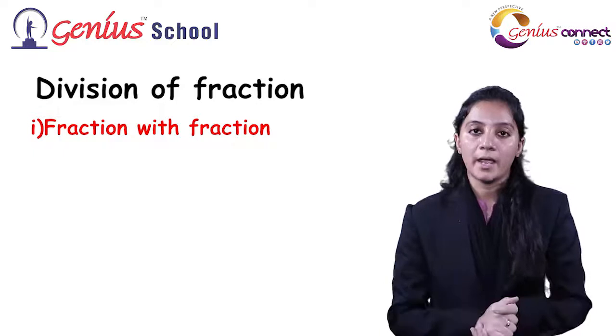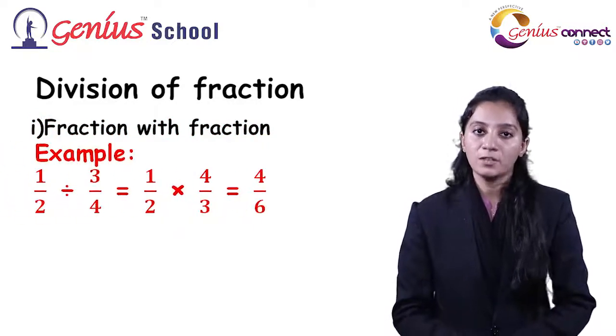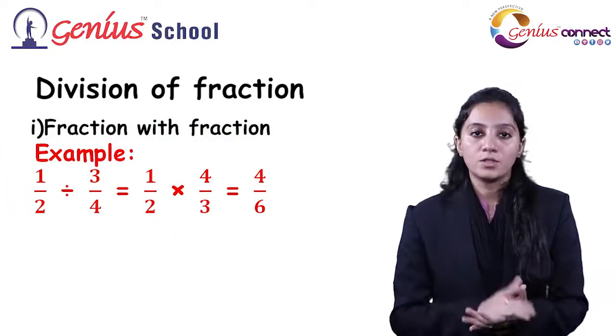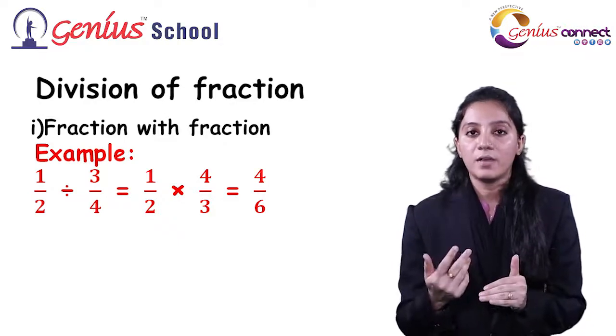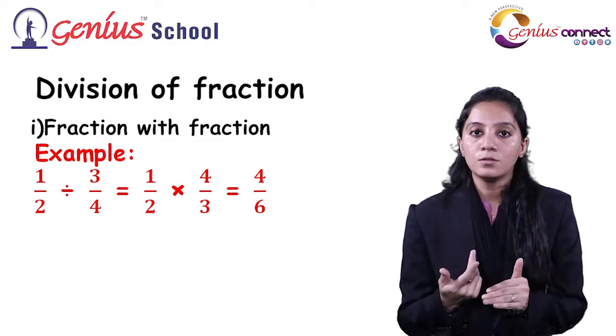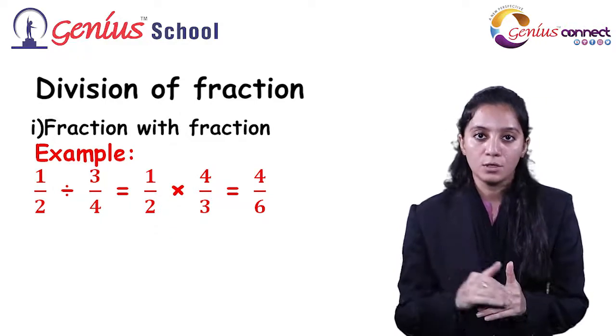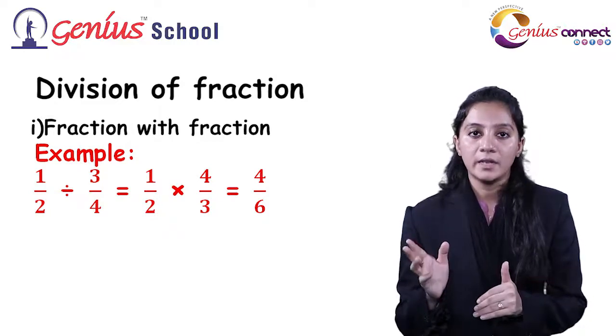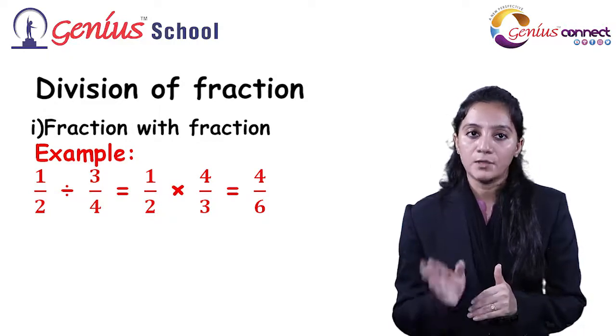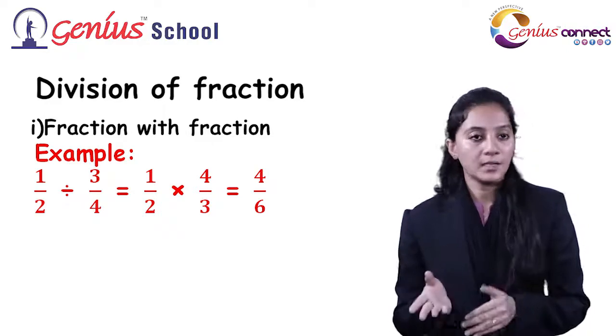We will move to the first example of division, fraction divided by fraction. Here I have the example half divided by 3/4. First of all, we write half as it is, put the multiplication sign, and take the reciprocal of 3/4. So 1/2 multiplied by 4/3. Our answer is 1 multiplied by 4, that is 4, and 2 multiplied by 3, that is 6.